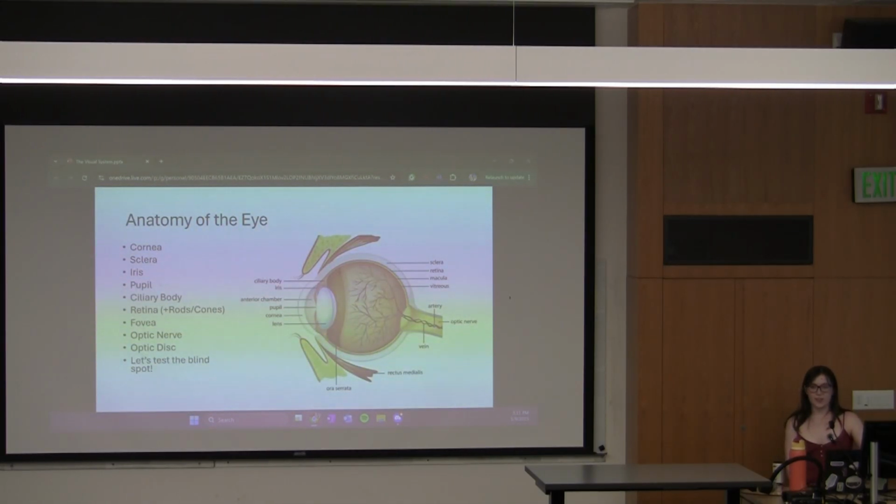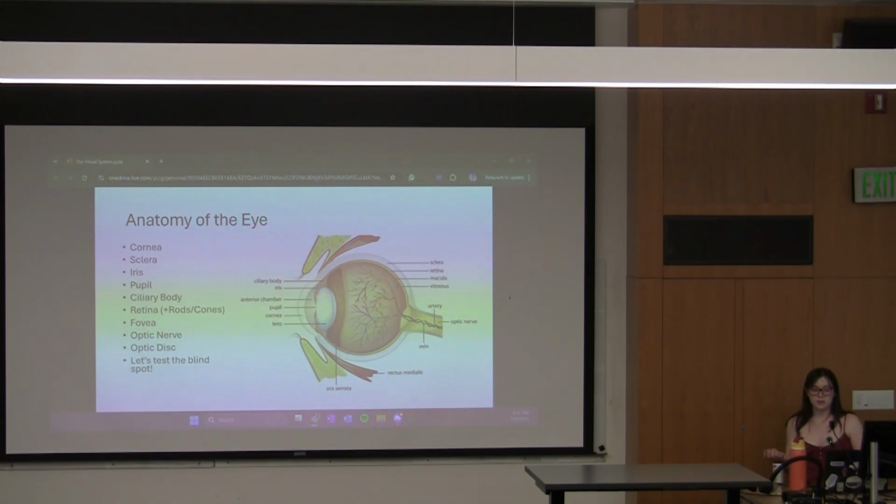So it's a lot of vocab, but the cornea is the clear dome-shaped surface covering the front of the eye. Its job is to refract or bend light to help focus it on the retina. The sclera is the tough white outer layer of the eye, which protects and maintains shape. The iris is the colored part of the eye, and it controls pupil size and regulates how much light enters.